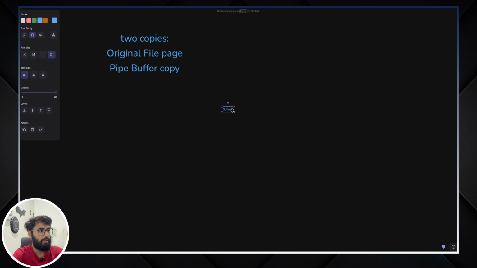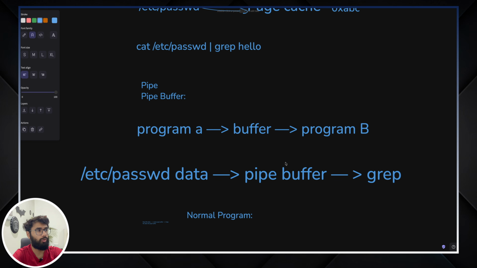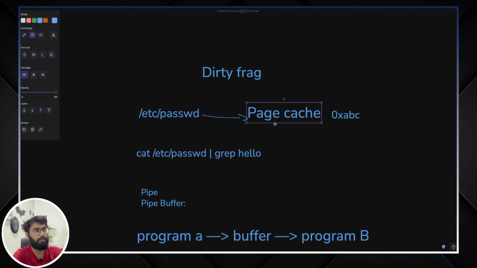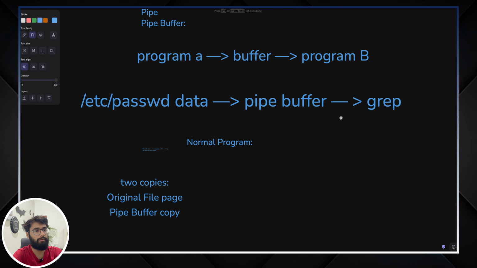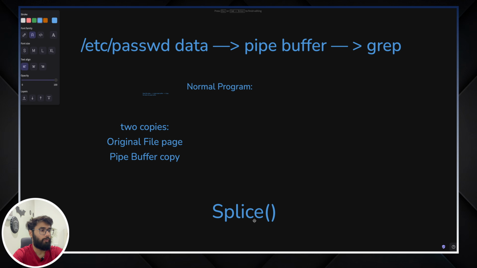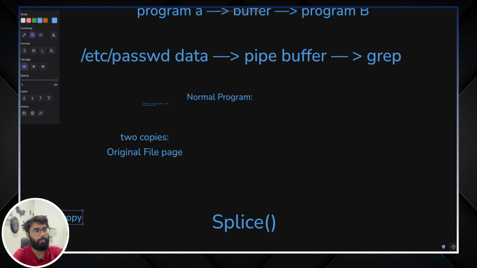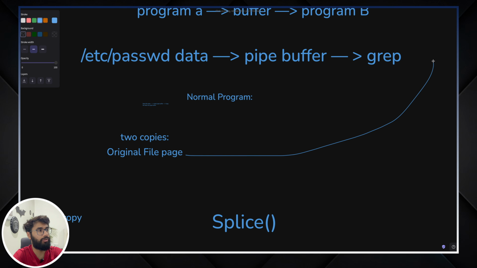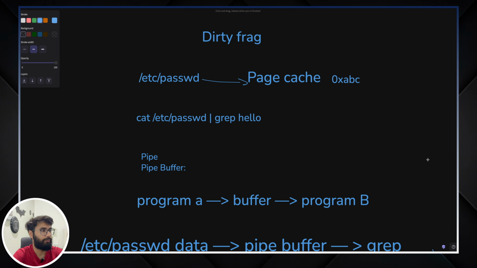So this is the key thing here. What it does is it basically says that I have already stored the page cache of this at this reference, so why create another copy? So when we run a splice command and give it a reference, it will not create a copy, and it will use this original file page as a reference here.